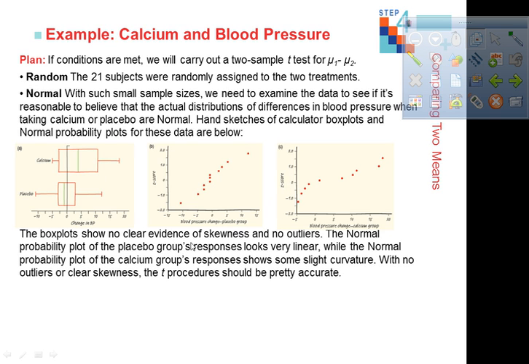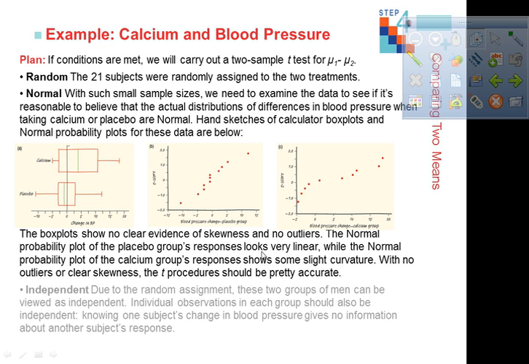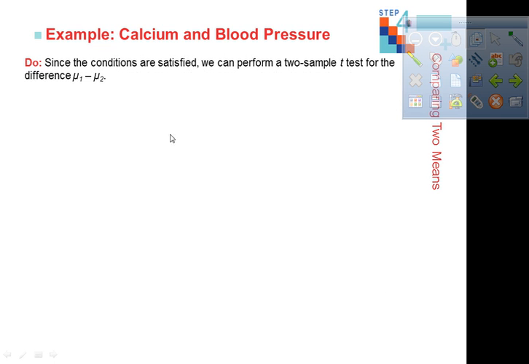There's no clear evidence of skewness or outliers. The normal probability plot of the placebo's response looks very linear, while the normal probability plot of the calcium shows some slight curvature with no outliers or clear skewness, so the t procedures are pretty accurate. Remember, because my sample size was small, I had 10 in one group and 11 in the other, I'm going to have to look at this data. And they're independent because of their random assignment. The two groups of men are viewed as independent.